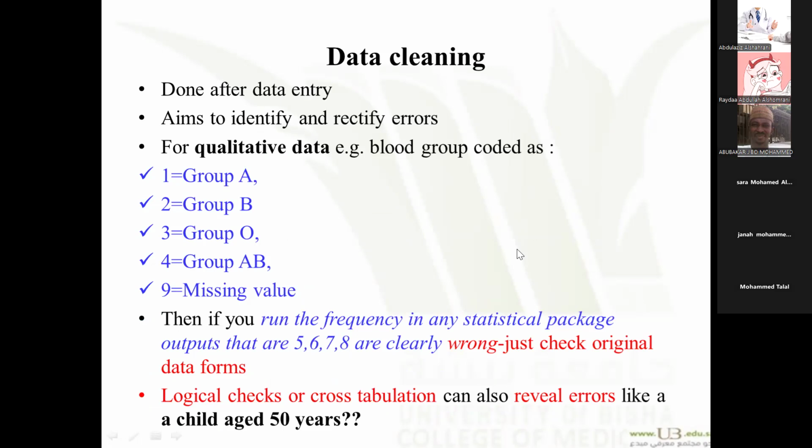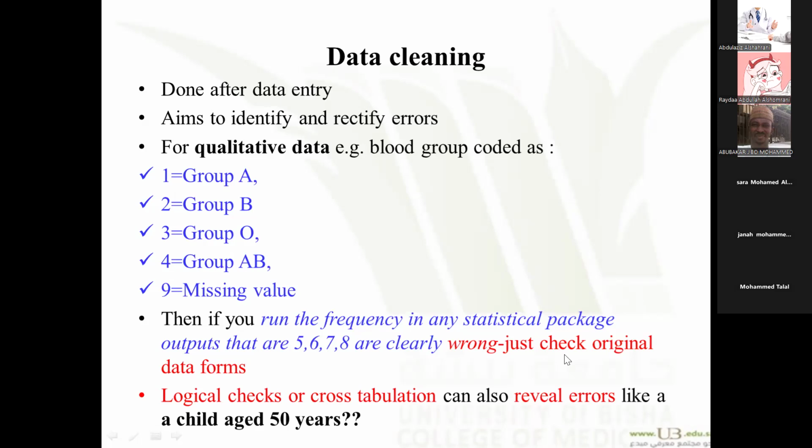The whole idea is you should be able to identify errors in your data. For example, you have a qualitative data of blood group coded as 1 is people with blood group A, group B, we code them as 2, O, code them as 3, AB as 4. Now you can see 1, 2, 3, 4. They are distinguished. On my data, if I see 1, I know it's A. If I see 4, I know it's AB. If I see 9, a code given is missing value. Now, if you are running the frequency of your data, for example, and you discover that part of this entry, you now have 5, 6, 7, 8, you know there is something wrong. You have to check.